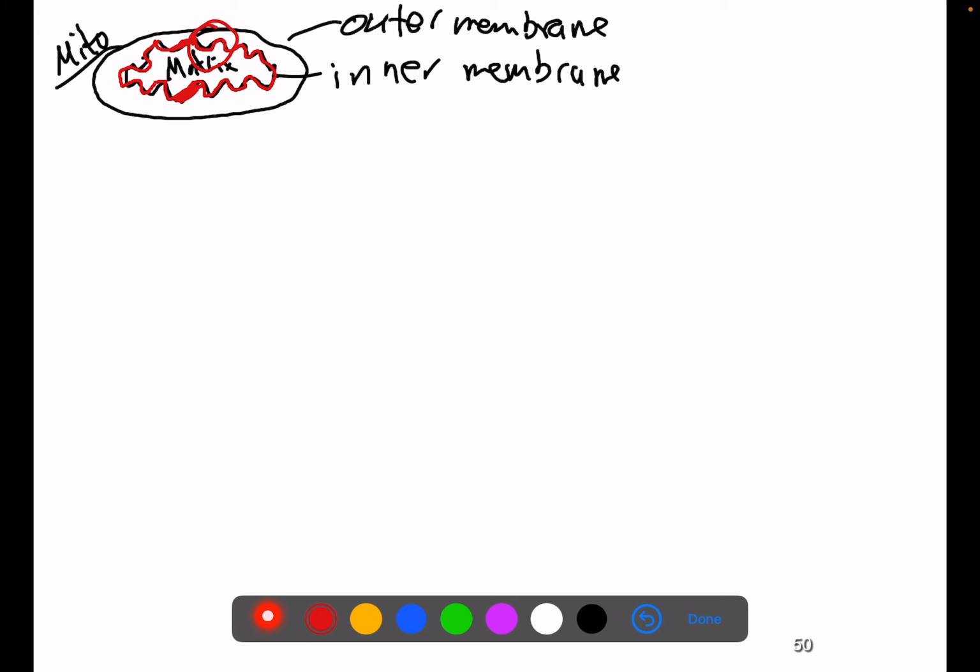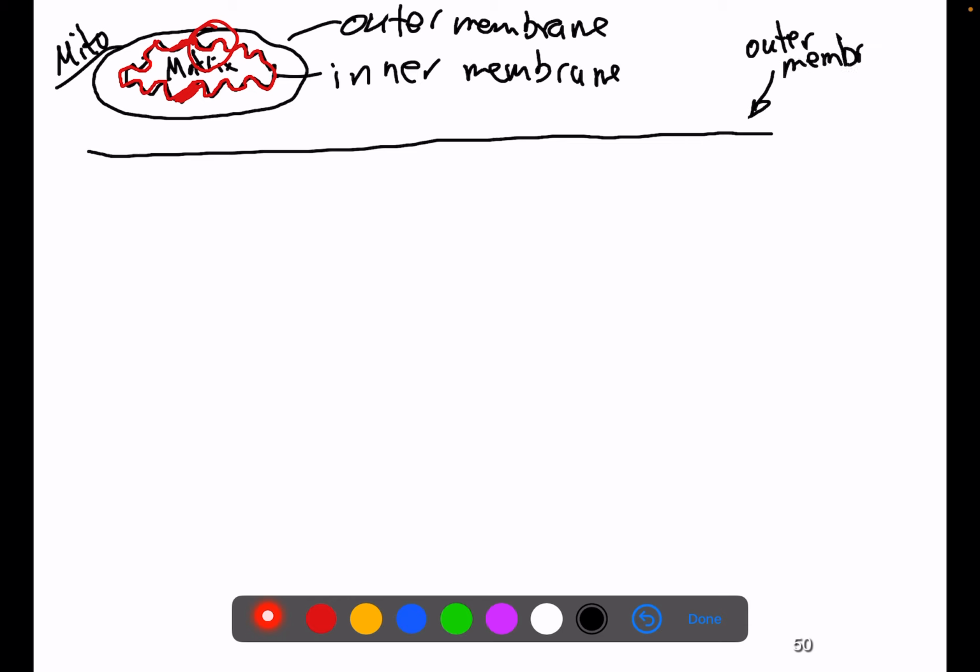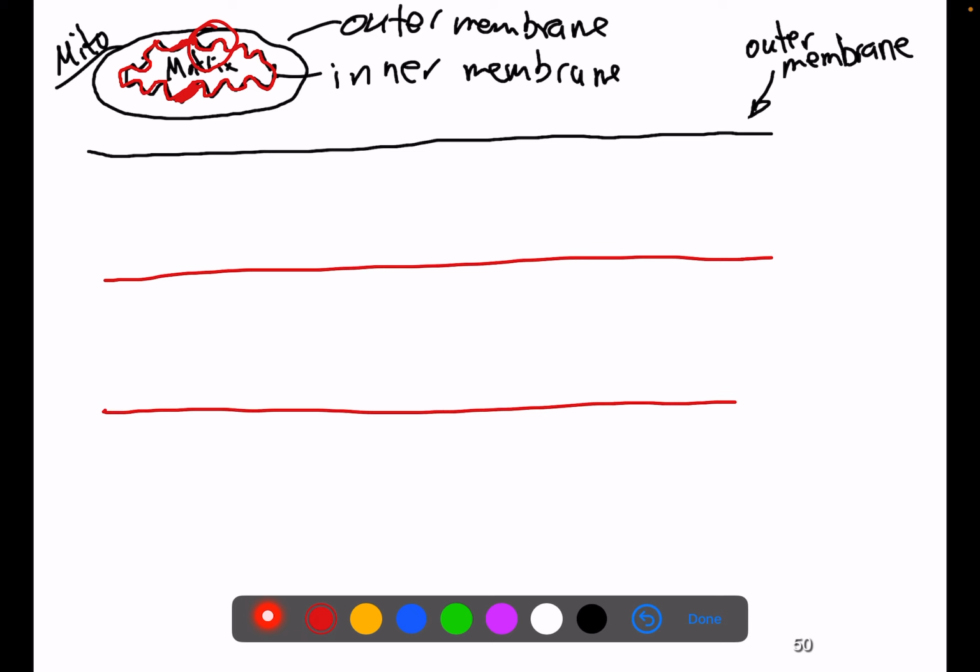So if you're following along, here's what I've got going on. The top line, I want that to represent the outer membrane. And in red, let's say, I'm going to make this one broader or thicker. This is the inner membrane. So I'm trying to keep it color-coded so you can follow along.